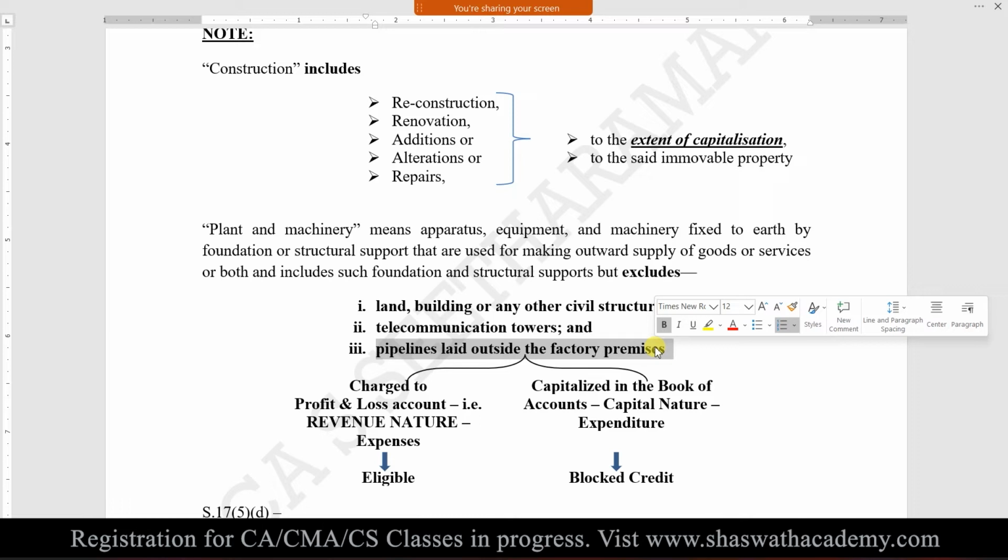Capitalized in the books of accounts. Sorry boss, no credit is eligible, it is blocked. Sir, without pipeline, how do they transport? That's not their problem. They will take care. Let them fight in the court of law. You can't come in and ask.